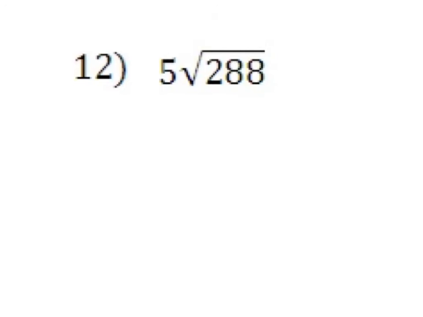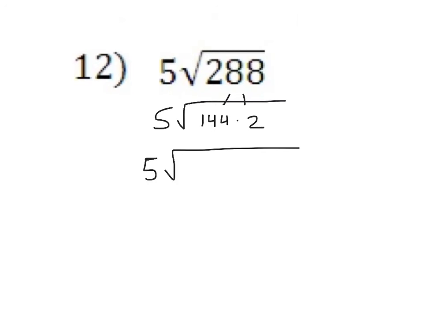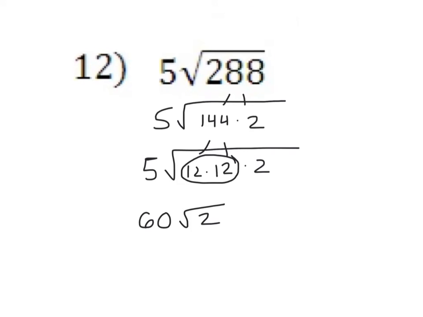Let's do number 12. What goes into 288? 144 times 2. What does 144 break down into? 12 and 12. So we have a pair of 12s that we can just take out. We don't have to simplify the 12s into 2 and 6. So we can just take out the pair of 12s. 12 square root 2. Perfect.